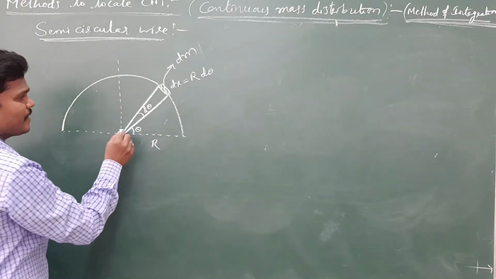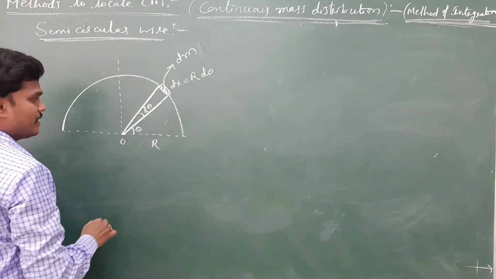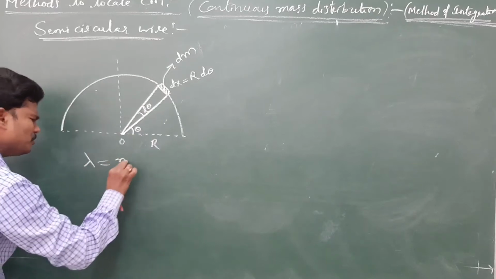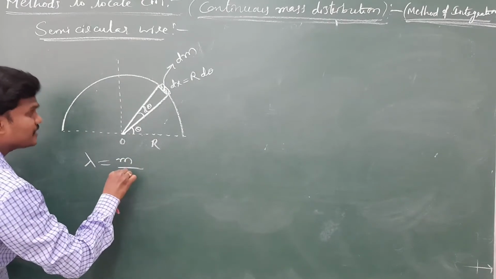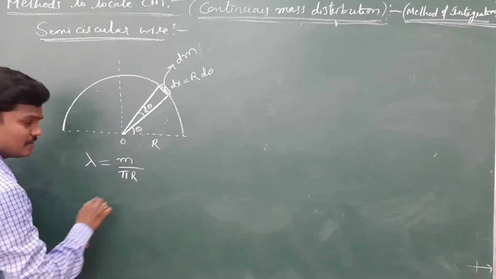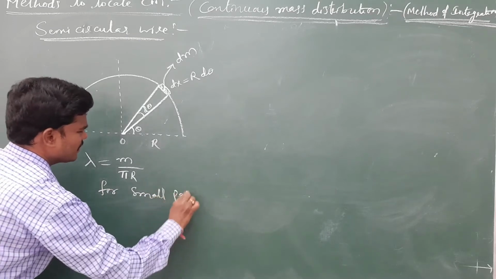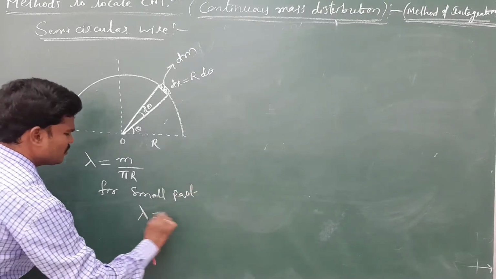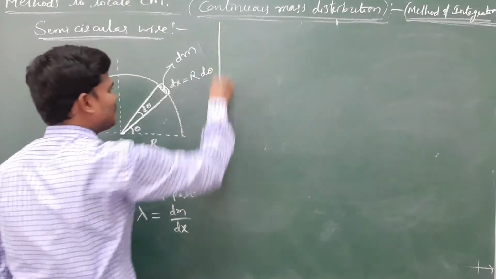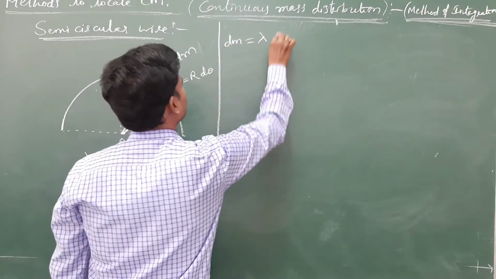And see, here this mass is dm. Here lambda is equal to mass by length. The length of the semicircle is pi r. For a small part, we can write lambda is equal to dm by dx. So for a small part, we can write dm is equal to lambda into dx.